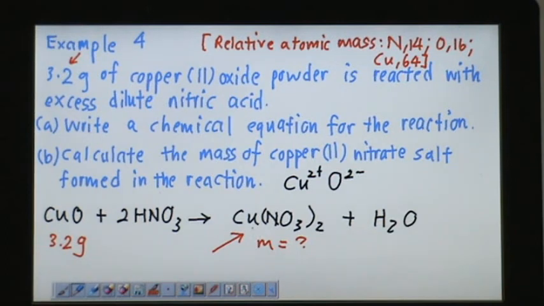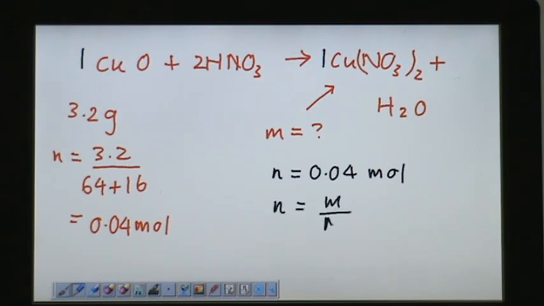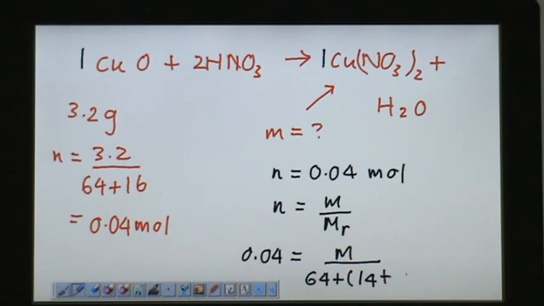And what they want actually, let's look back at the question. They want the mass of copper 2 nitrate. Okay, they want the mass of this. So comparing the ratio, you realize that this ratio is 1 and this ratio is 1 as well. So it should have the same number of mole, 0.04 mole. So with this in mind, you can do the calculation already. Remember, mass over relative mass. So you have 0.04, and then you can find the mass quite easily if you know the relative molecular mass of Cu(NO3)2, which is 64 plus, it's going to be a bit tedious, nitrogen is 14, oxygen is 16, times 3 is 48, and then you have to times 2 again.